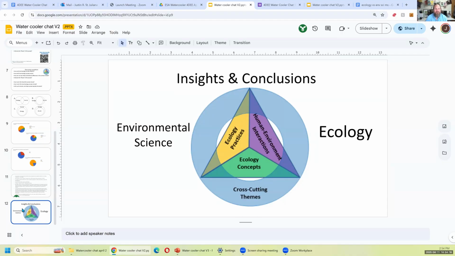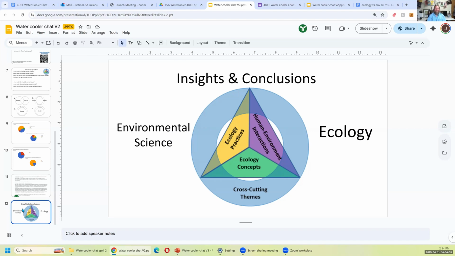I think we recognized some common themes, some similarities and differences between ecology and environmental science. I hope that we recognize that we can view both of these through the lens of 4DEE. And since I get to have the last word, I'll say it. Justin, I want to say something before you have your last word then.